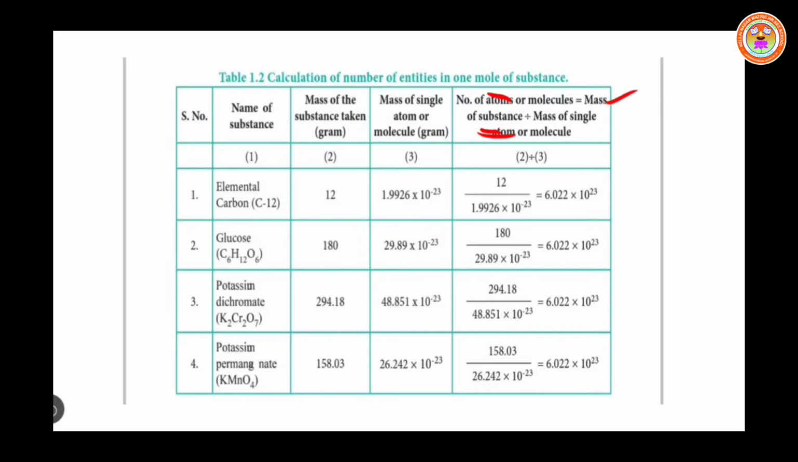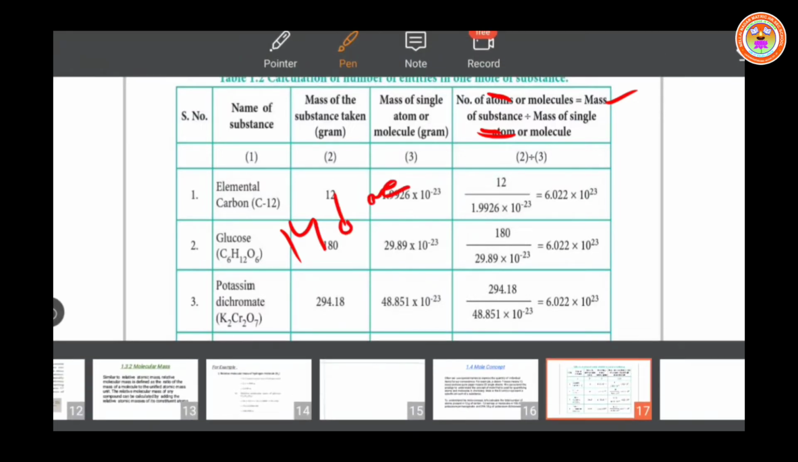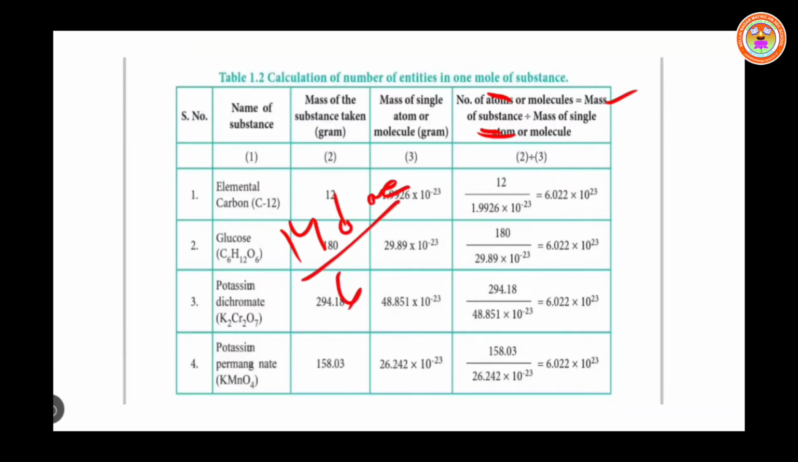So first we should calculate the mass of a single molecule. The mass of a single molecule is calculated in the third column. How to calculate the mass of a single molecule? Mass of a single molecule equals, like the mass of a single atom is atomic mass by Avogadro number, here molecular mass divided by Avogadro number.